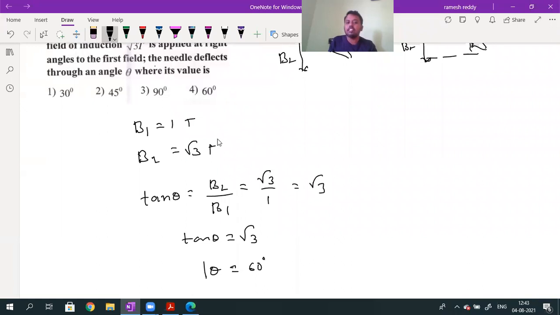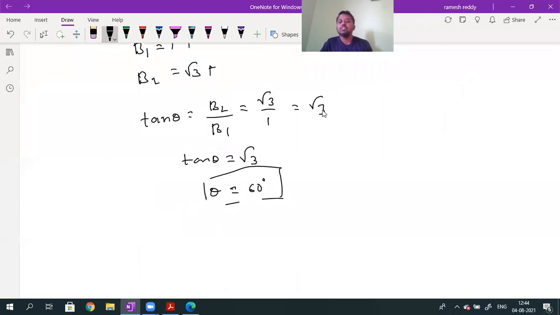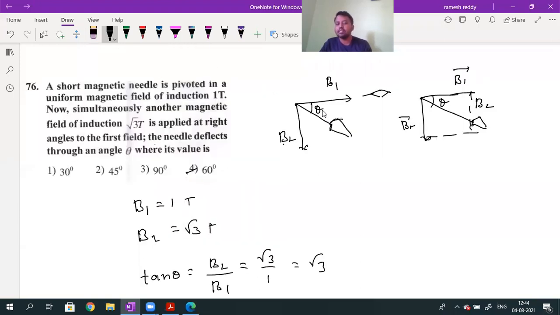Is this question understood? What was given? Initially there is only one magnetic field, B1, and the needle was in the direction of B1. Then a second field is applied at right angle to the first one. The needle is deflected through an angle theta from its initial position. Tan theta is equal to B2 divided by B1. Calculating, tan theta is root 3, so theta is 60 degrees. Fourth option. Are you getting it, students?